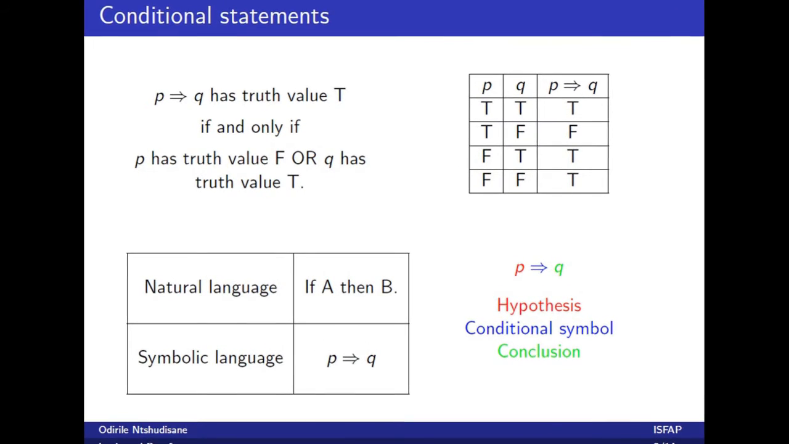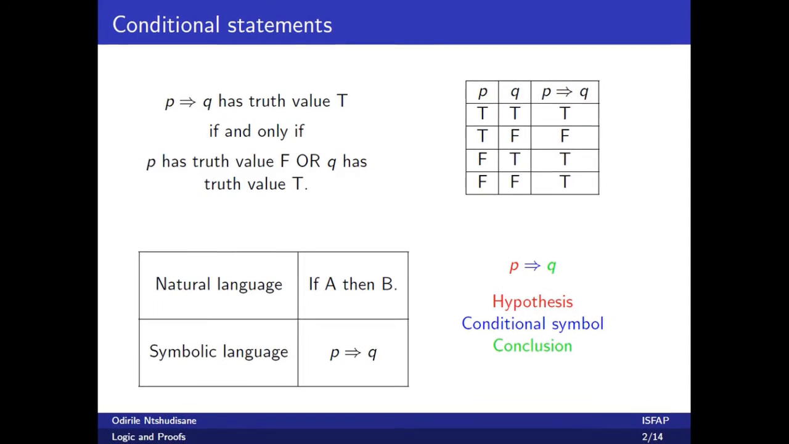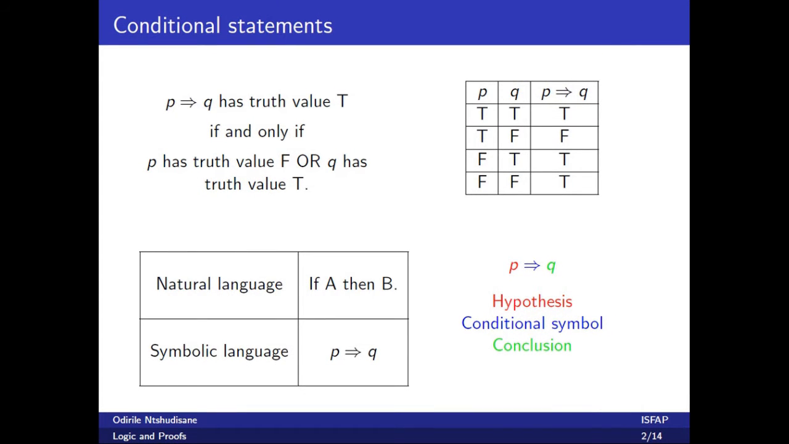In the form of a truth table, we have that when P and Q both have truth value true, P implies Q has the truth value true. When P is true and Q is false, then P implies Q has truth value false. And when P has truth value false, then the statement P implies Q has truth value true regardless of the truth value of Q.